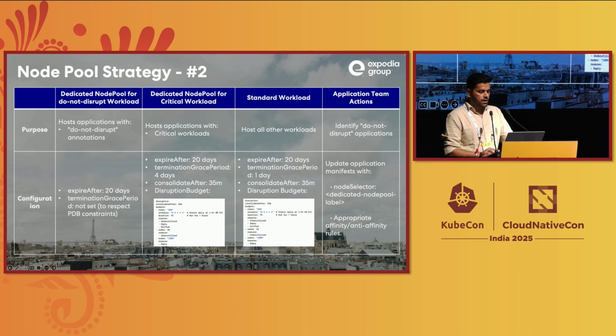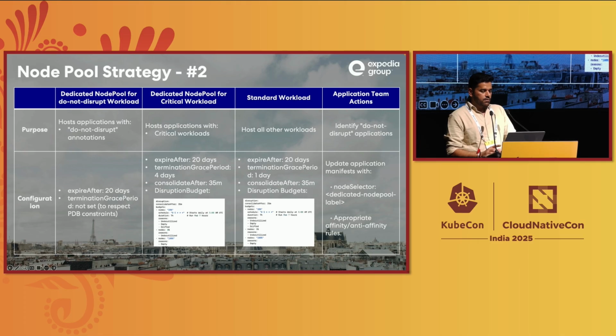Then we have the third, that is the standard workload node pool. This node pool handles all remaining workloads, typically stateless or less sensitive apps. We use similar configuration here: expire after 20 days, termination grace period of 1 day, then consolidate after 35 minutes. It also uses the same disruption budget as the critical pool, but with slightly more relaxed expectations.